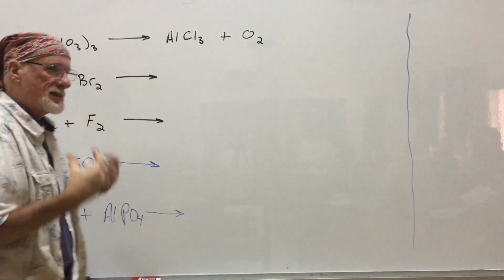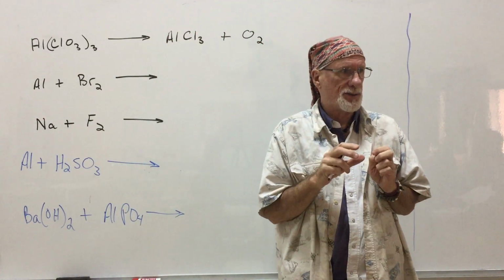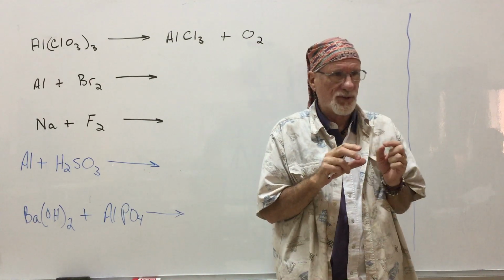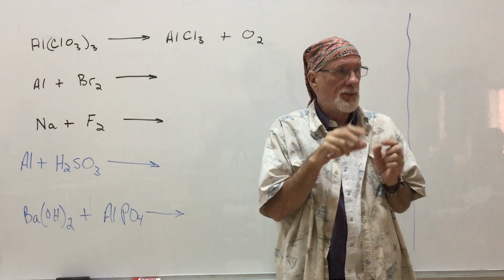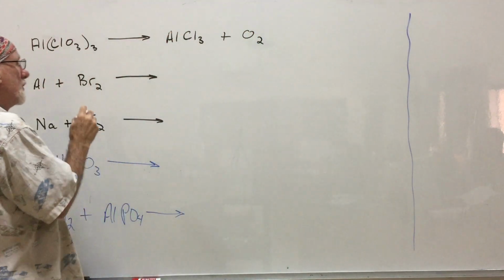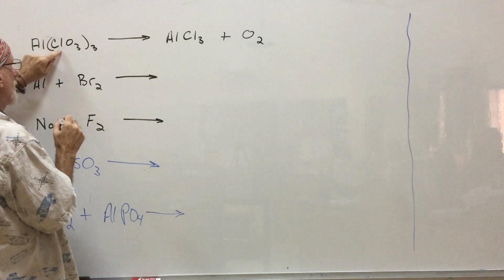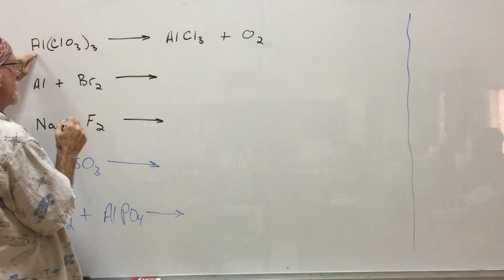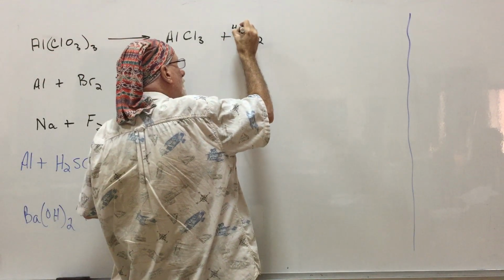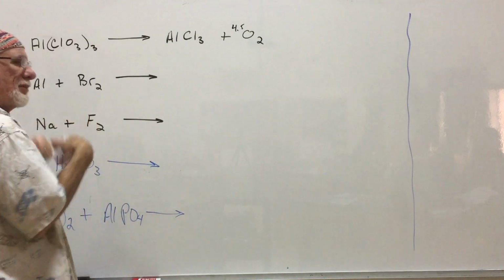So this is how I would do it. If you're going to be able to balance with like 4.5 or 3.5 or 2.5, I would balance that way and then simply double everything. Chlorine and aluminum are balanced. This is 9 oxygen, so I would put 4.5 there, correct? Now double everything.